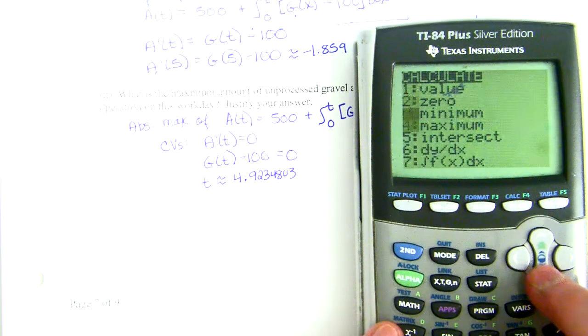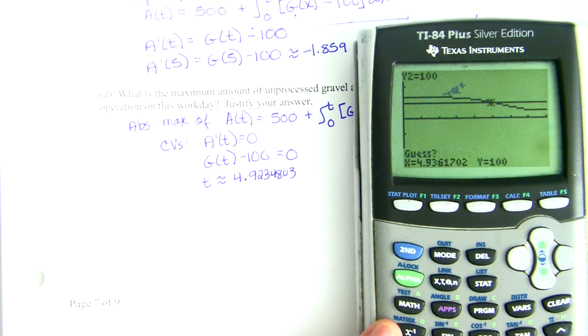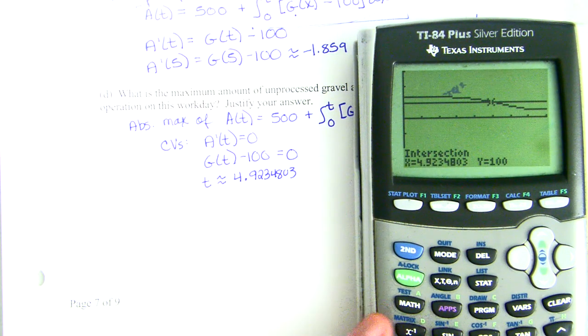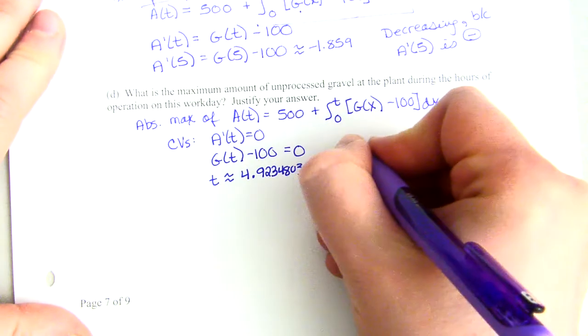And where do they intersect? They're going to intersect, open on the screen. Oh, good. They're going to intersect at 4.9234803. I'm again going to use my candidates test.